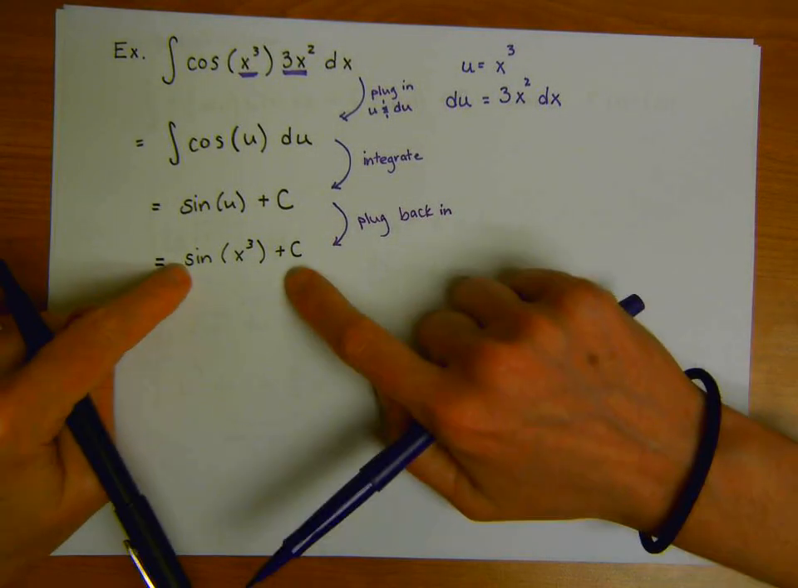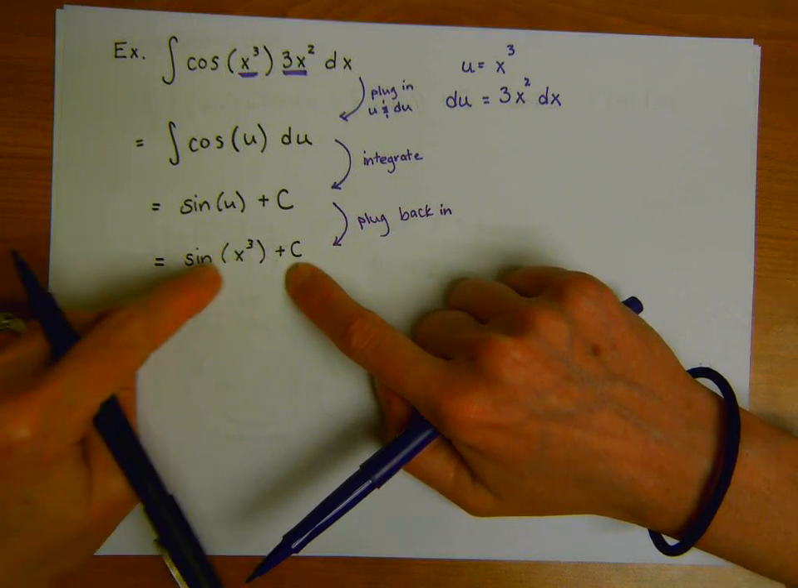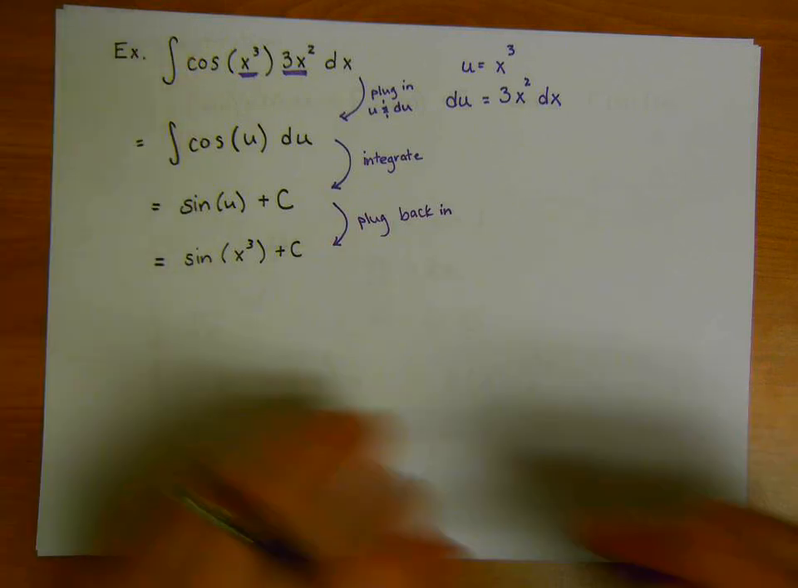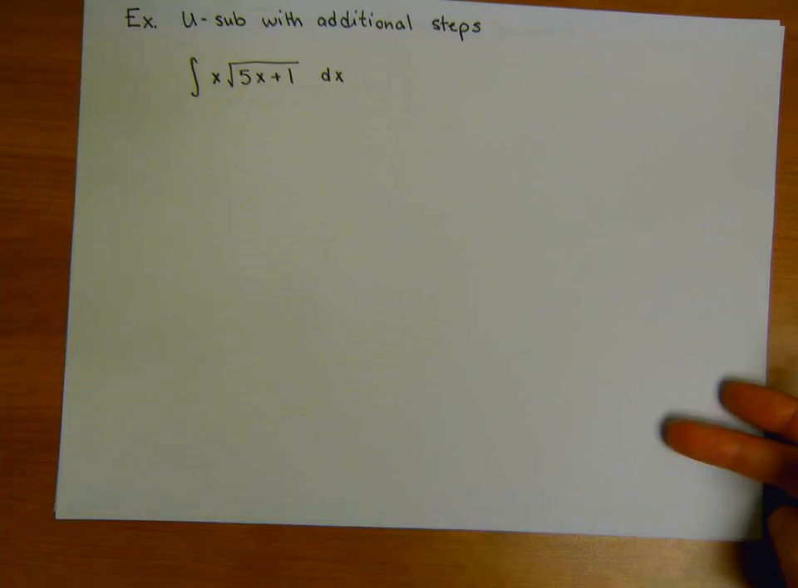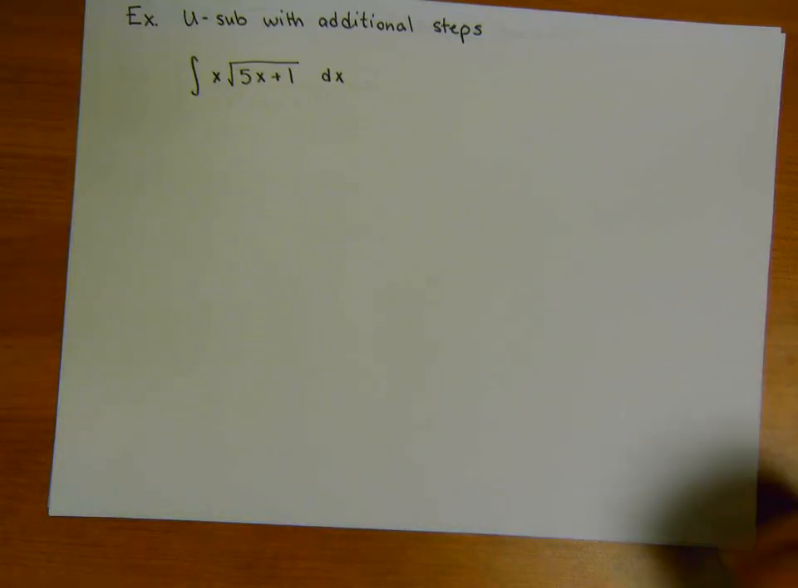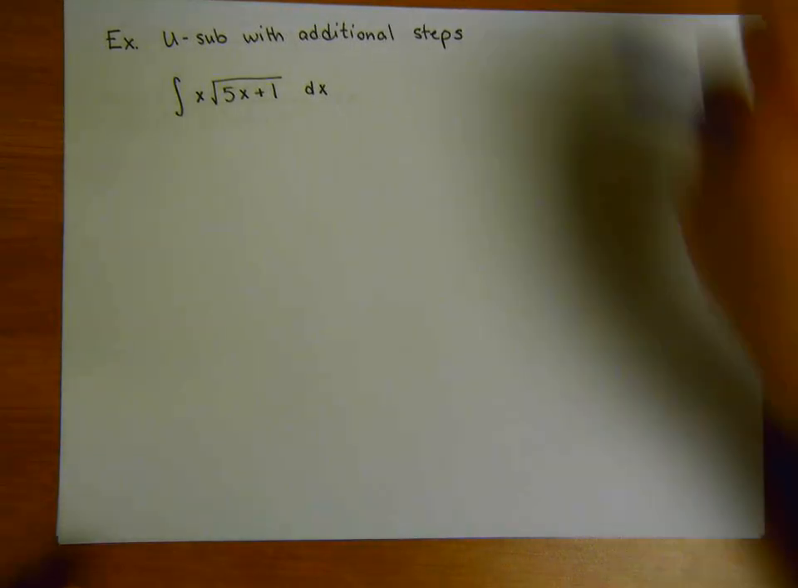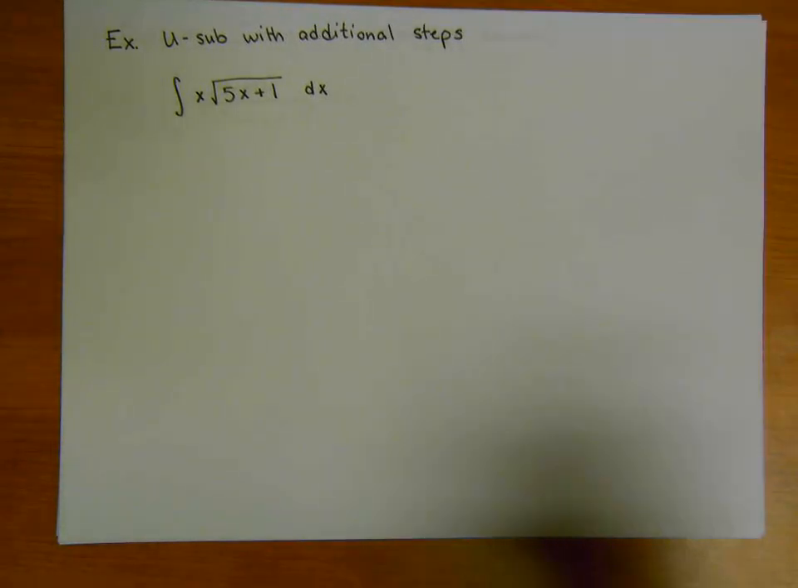And we can always check by taking the derivative of this using chain rule, and we see that the derivative of this would give us back what we wanted. So here's the hardest u substitution that we're going to do. It's my last example of this kind, and then we're going to talk about what it looks like to work with definite integrals rather than indefinite integrals.